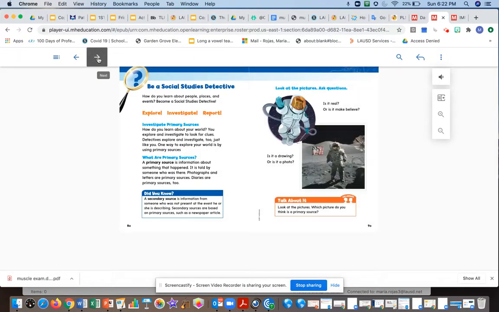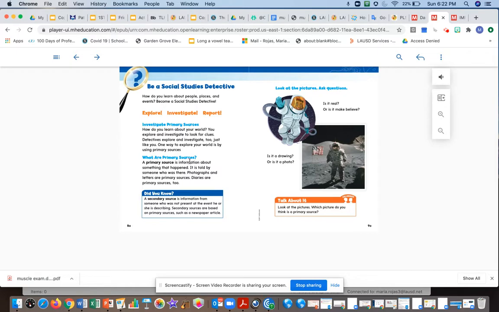Let's go ahead. You're going to be a social studies detective. How do you learn about people, places, and events? Become a social studies detective. Explore, investigate, and report. Investigate primary sources. How do you learn about your world? You explore and investigate to look for clues. Detectives explore and investigate too. Just like you, one way to explore your world is by using primary sources.